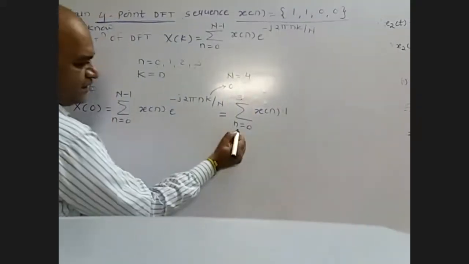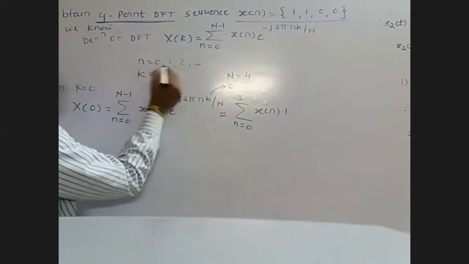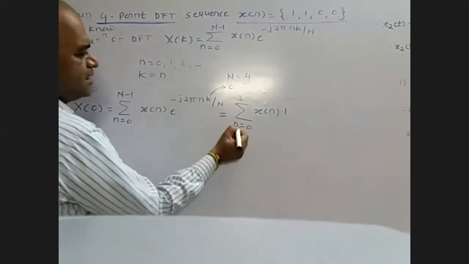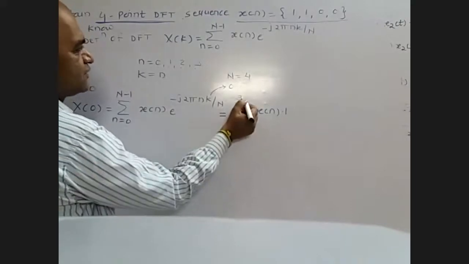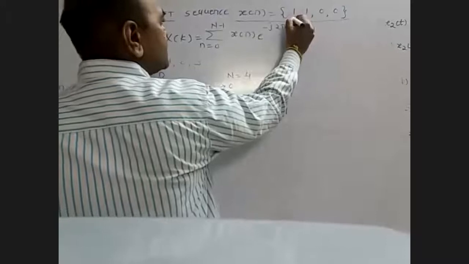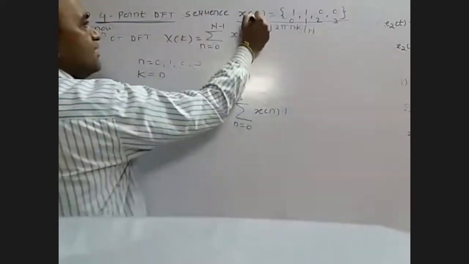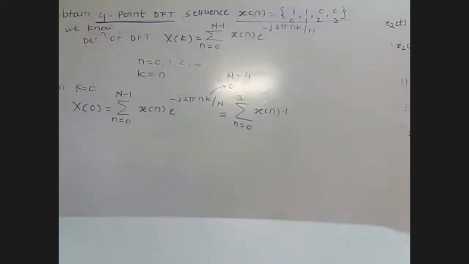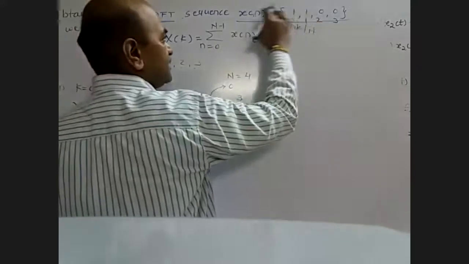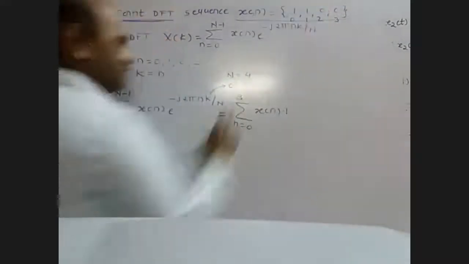So it is already proved that n is varying from 0 to 3, and this value is given here. So 0 is present, 1 is present, 2 is present, and 3 is present. When n is 0, its value is 1. When n is 1, its value is 1. When n is 2, its value is 0. When n is 3, its value is 0.